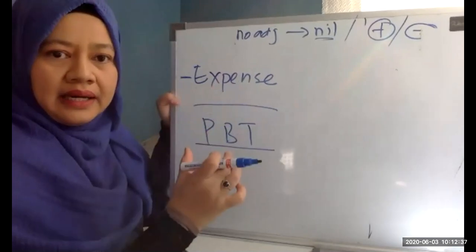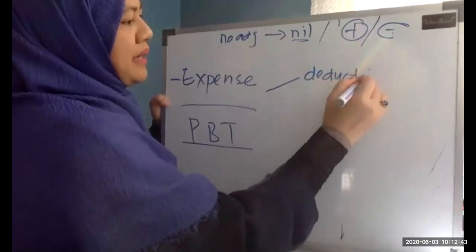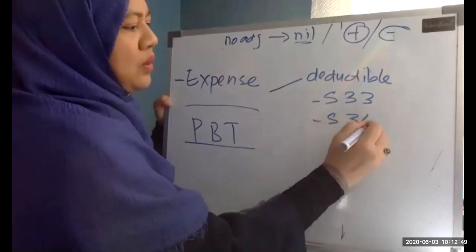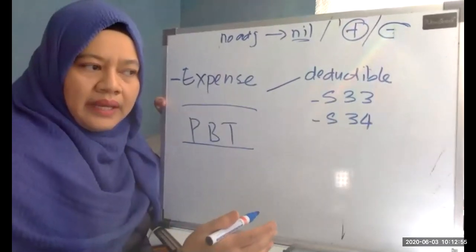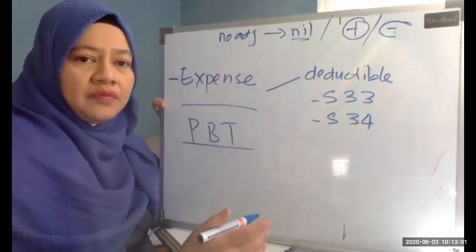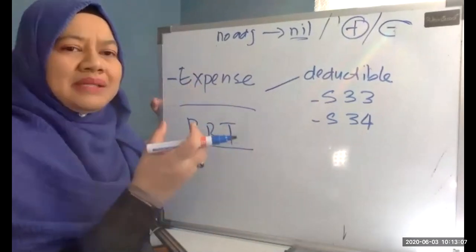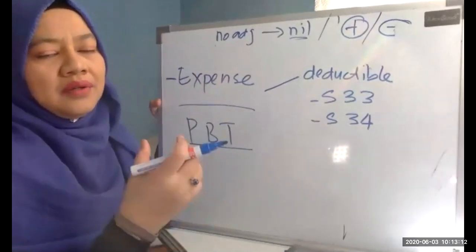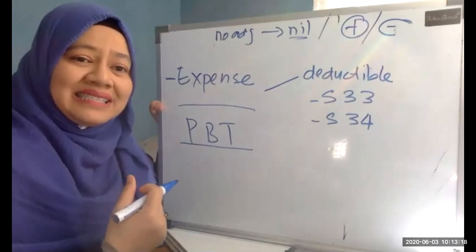You must understand that the expenses that have been deducted in your profit and loss account can either be a deductible expense. What do you mean by deductible expense? It means that it could be allowed under Section 33 or Section 34. What does Section 33 say? Expense is allowed when it's incurred wholly and exclusively in the production of income. You're talking about business income, so expenses must be related to the business income. If your income is a rental income, expense must be related to your rental income. That's what is meant by Section 33.